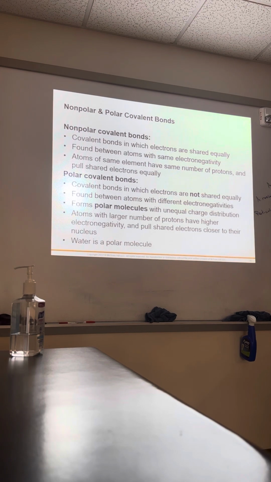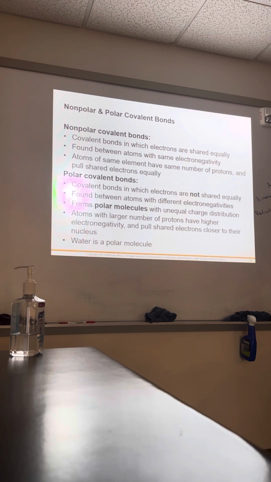Because hydrogen and the hydrogen, those electrons between them are just right in the middle. There's no charge. So the polar thing, just the word means that there's a slightly positive end and a slightly negative end. It's polar. It's got a north pole and a south pole.